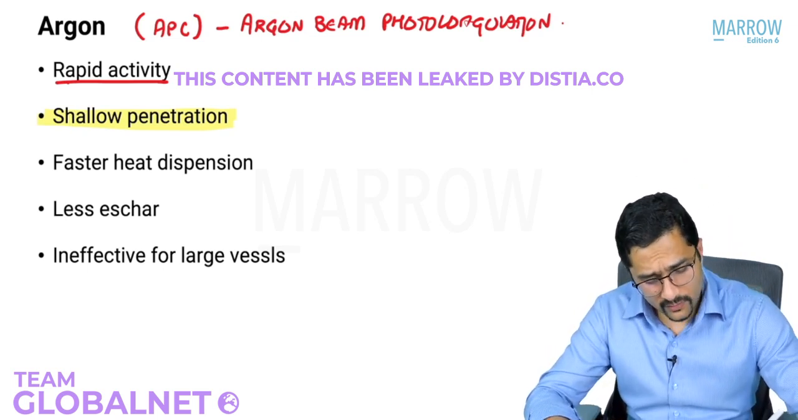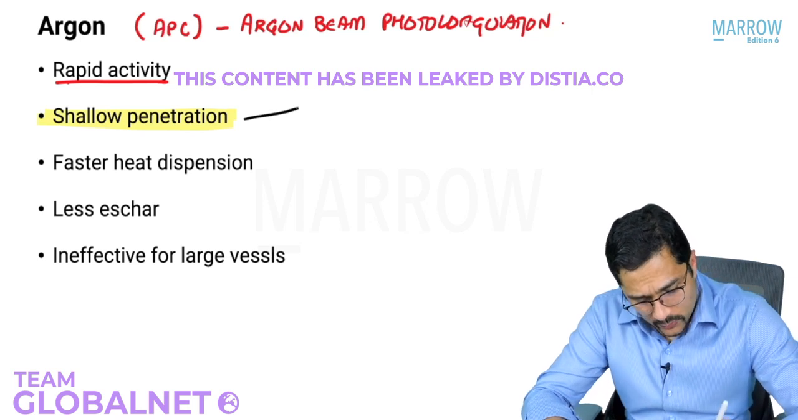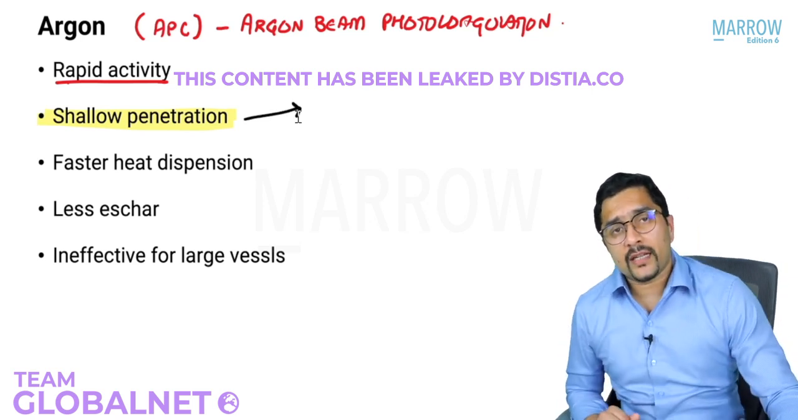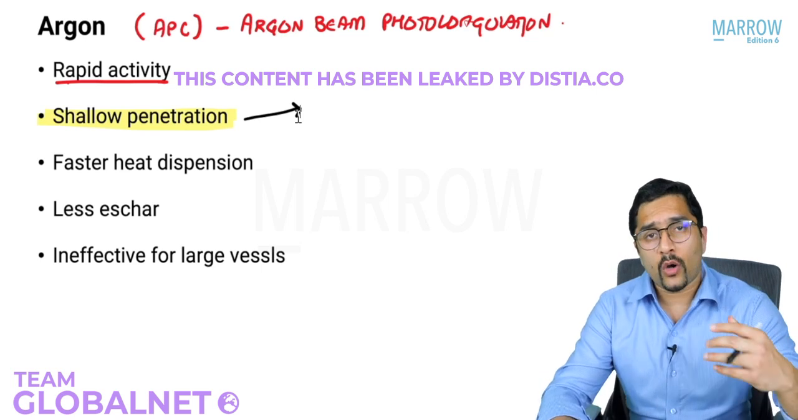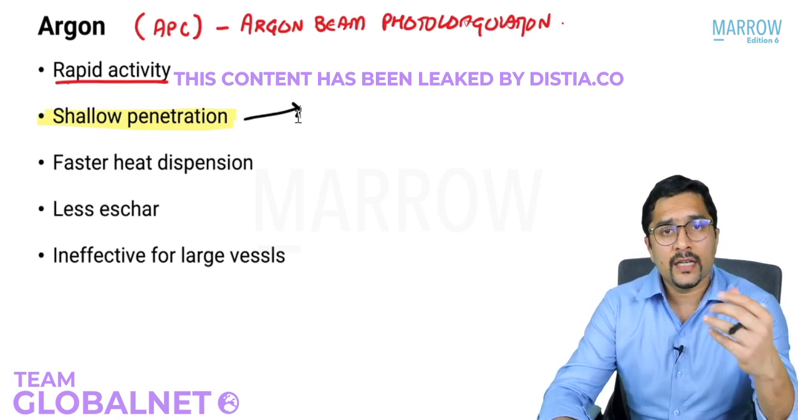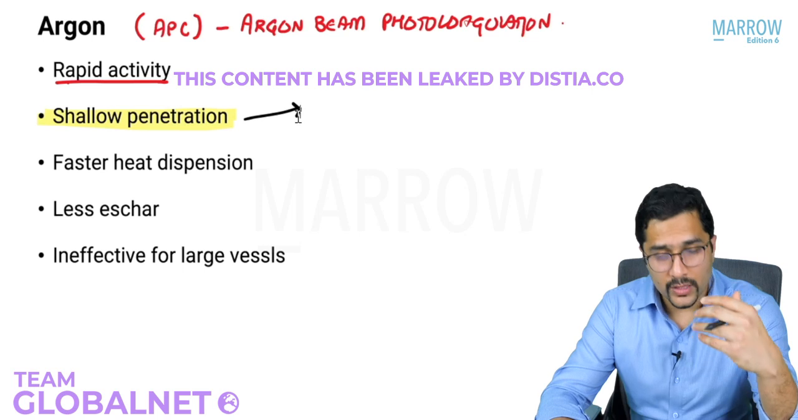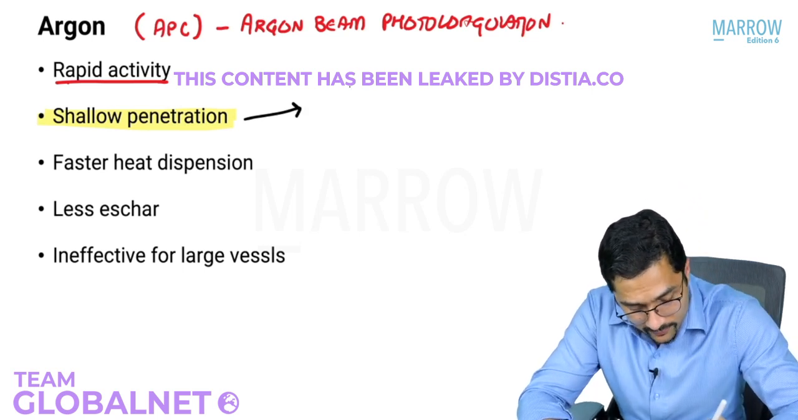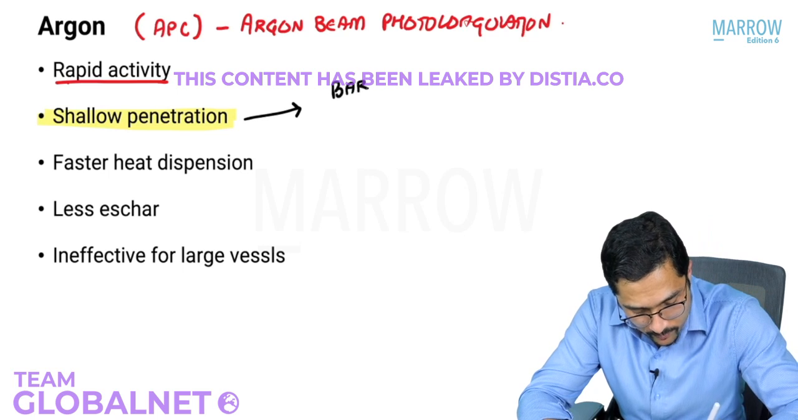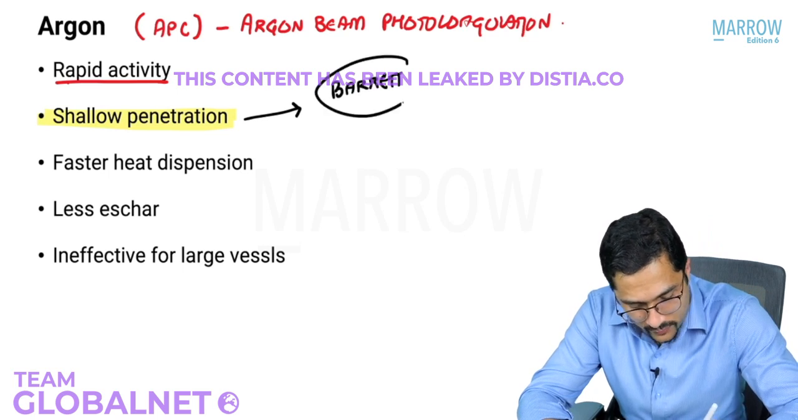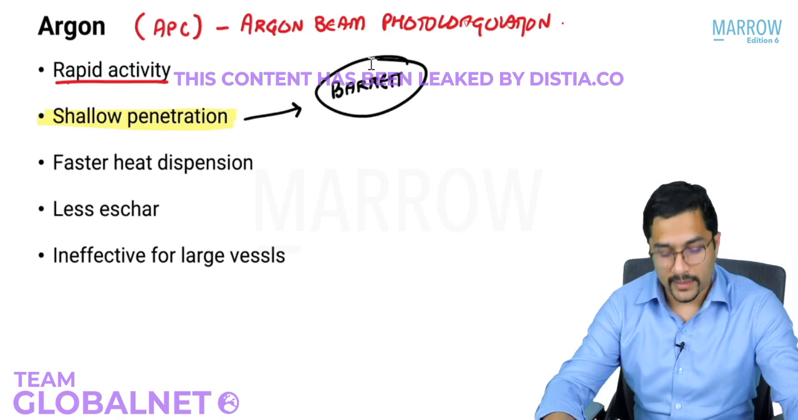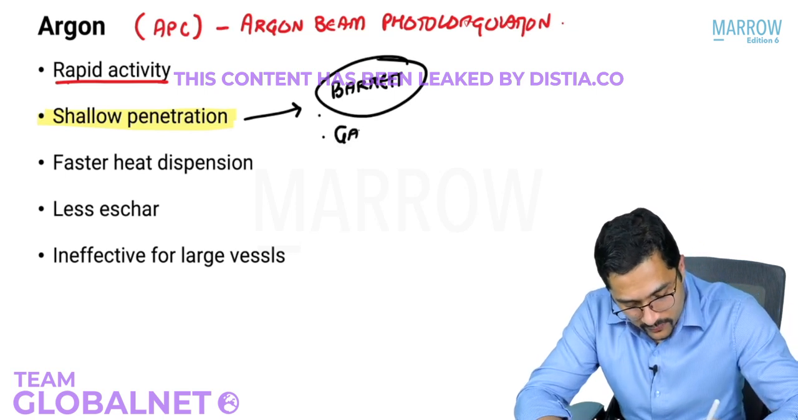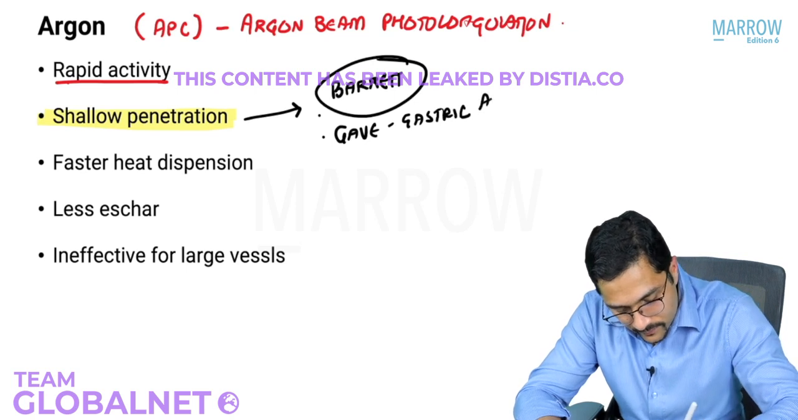So, APC can be used in patients where there is upper GI hemorrhage or there is Barrett's esophagus. In those areas, you can use argon photocoagulation. Also, this can be used in places of Barrett's esophagus, where you know that there is metaplasia, and GAVE, that is gastric antral vascular ectasia.